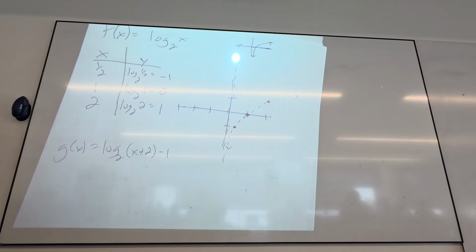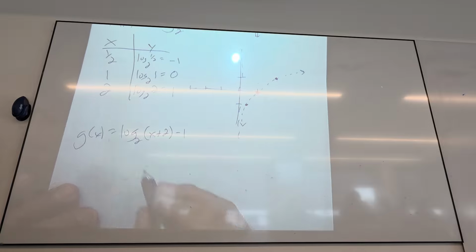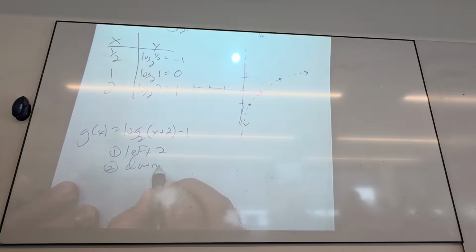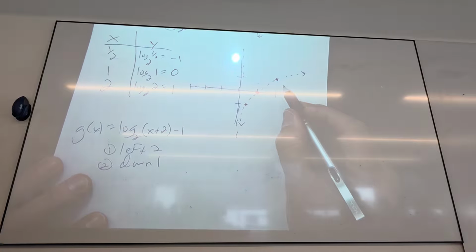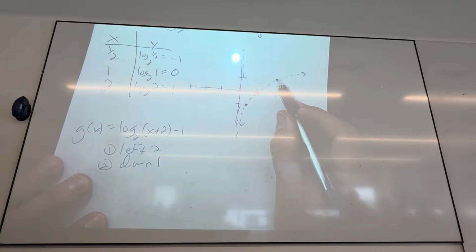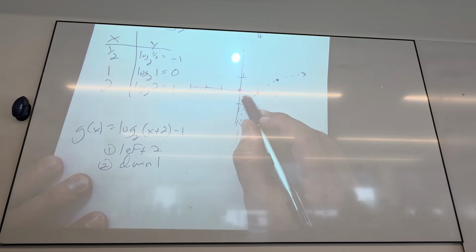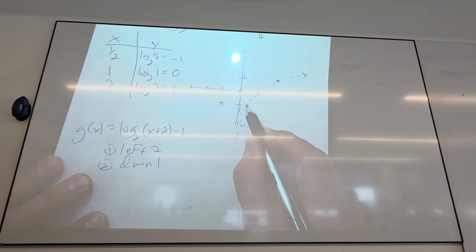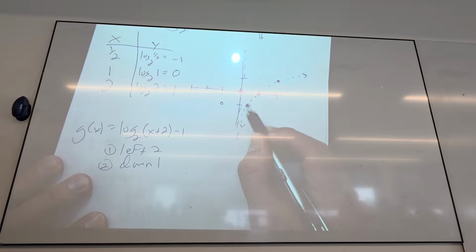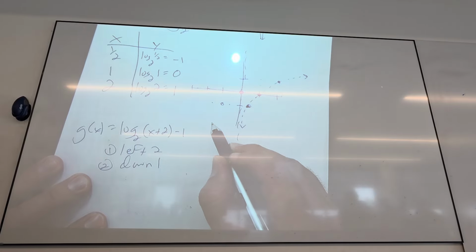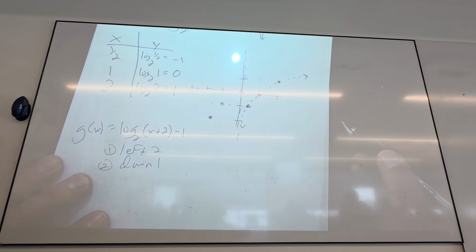What are my transformations in the right order? Left 2, down 1. So if I just take every point and I go left 2, down 1. Careful here, it's in between, right? Left 1, 2, down 1. There. Where's my asymptote now?